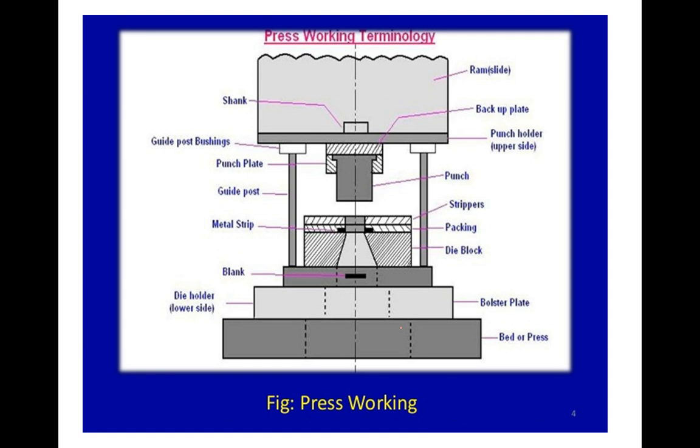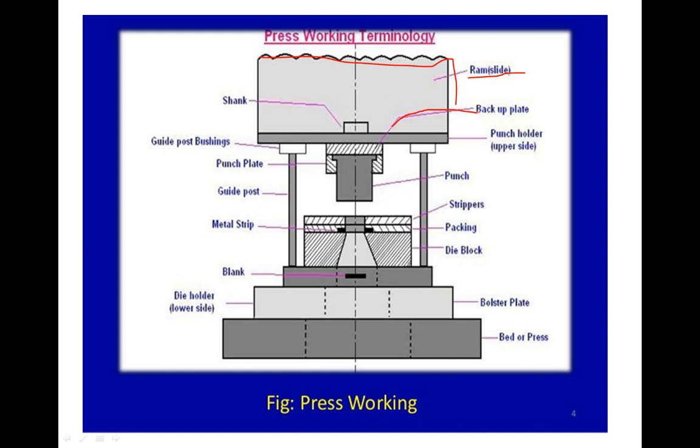So these are the constructional features of the press working terminology. What are the various parts of the press? A press may be a hydraulic press, it may be a manually operated press, and so on. So this is the ram. This top portion is called a ram or slide.